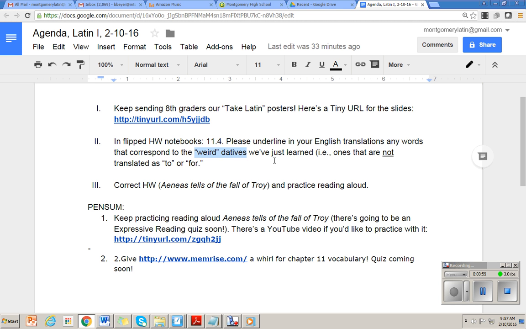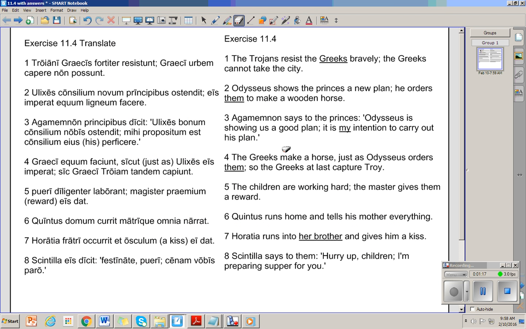For instance, Quintus is giving flowers to the girls, puellis, to the girls. But sometimes we see verbs like occurrit, he runs into, he meets, with a dative case. So any of those datives that are not translated as to or for, underline in your English translation. And here are the answers. So this should be in your notebook. You should have an English translation, and you should have underlined words that you translated the dative where you didn't say to.